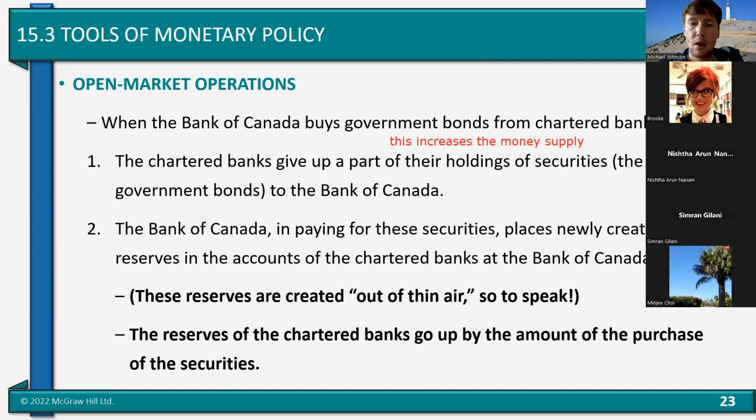So it's all based on lending. Lending increases the money supply.